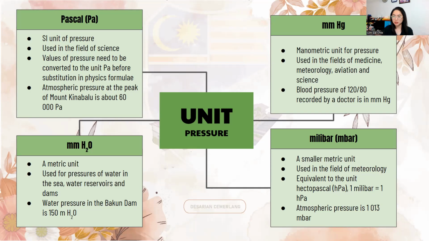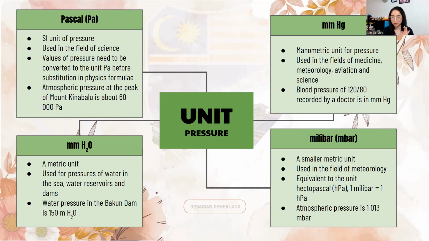Hecto is a prefix. When you were in Form 1, you learned about tera, giga, mega, deci. Even on your calculator, you have tera, giga, mega, deci, and a lot of others, even nano, pico, and so on. So hecto is one of the prefixes that you learned in Form 1 science.